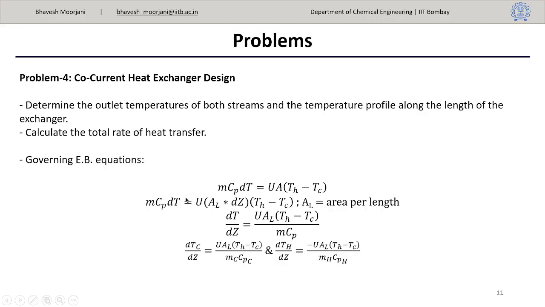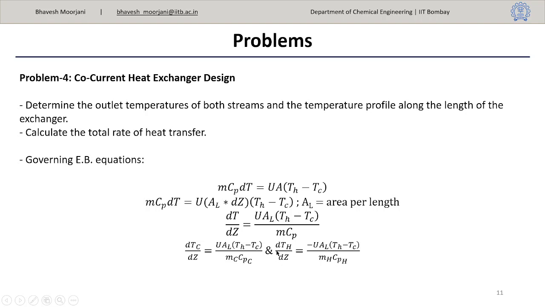Now if you rearrange it, you can find the change in temperature with respect to length, dz, is given as U a_L (Th minus Tc) divided by m cp, right? So this is your equation. Now you have two streams, one cold, one hot. If I consider the cold stream, my m cp will include the cold stream flow rate and cold stream heat capacity value. If I consider dTh by dz, my m and cp are for the hot stream.